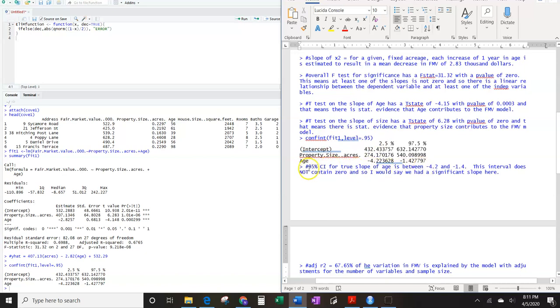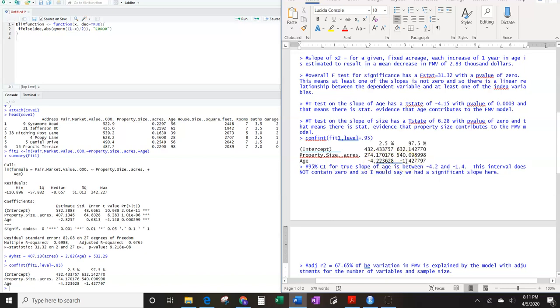For example, if I want the 95% confidence interval for the true slope of age, remember, we have a sample slope here. We have a sample of houses. We didn't get every single house. So our sample slopes are b1 and b2. If I want the true slopes, our beta 1 and beta 2, I can build the confidence interval for the true slope of age, and that is between negative 4.2 and negative 1.4.